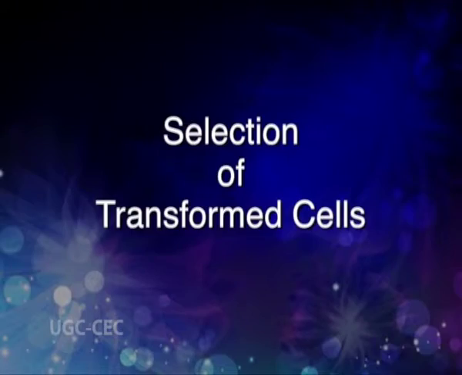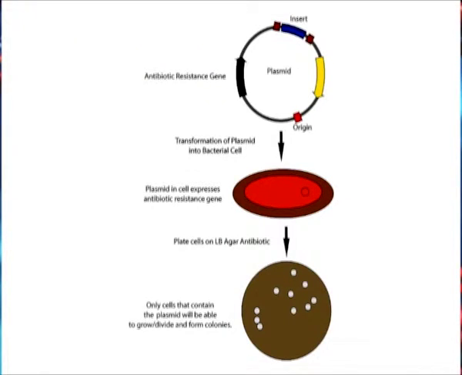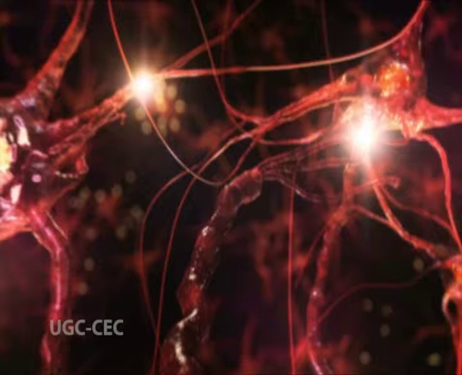Selection of transformed cells. The vector must contain a selectable gene, most commonly a drug resistance gene encoding an enzyme that inactivates a specific antibiotic. For example, the vector carries the gene beta-lactamase for ampicillin resistance, which inactivates the antibiotic ampicillin. Those cells which contain the plasmid are able to survive in the presence of antibiotic and can be easily selected from the large number of cells that do not contain the plasmid by growing them in an ampicillin-containing medium.